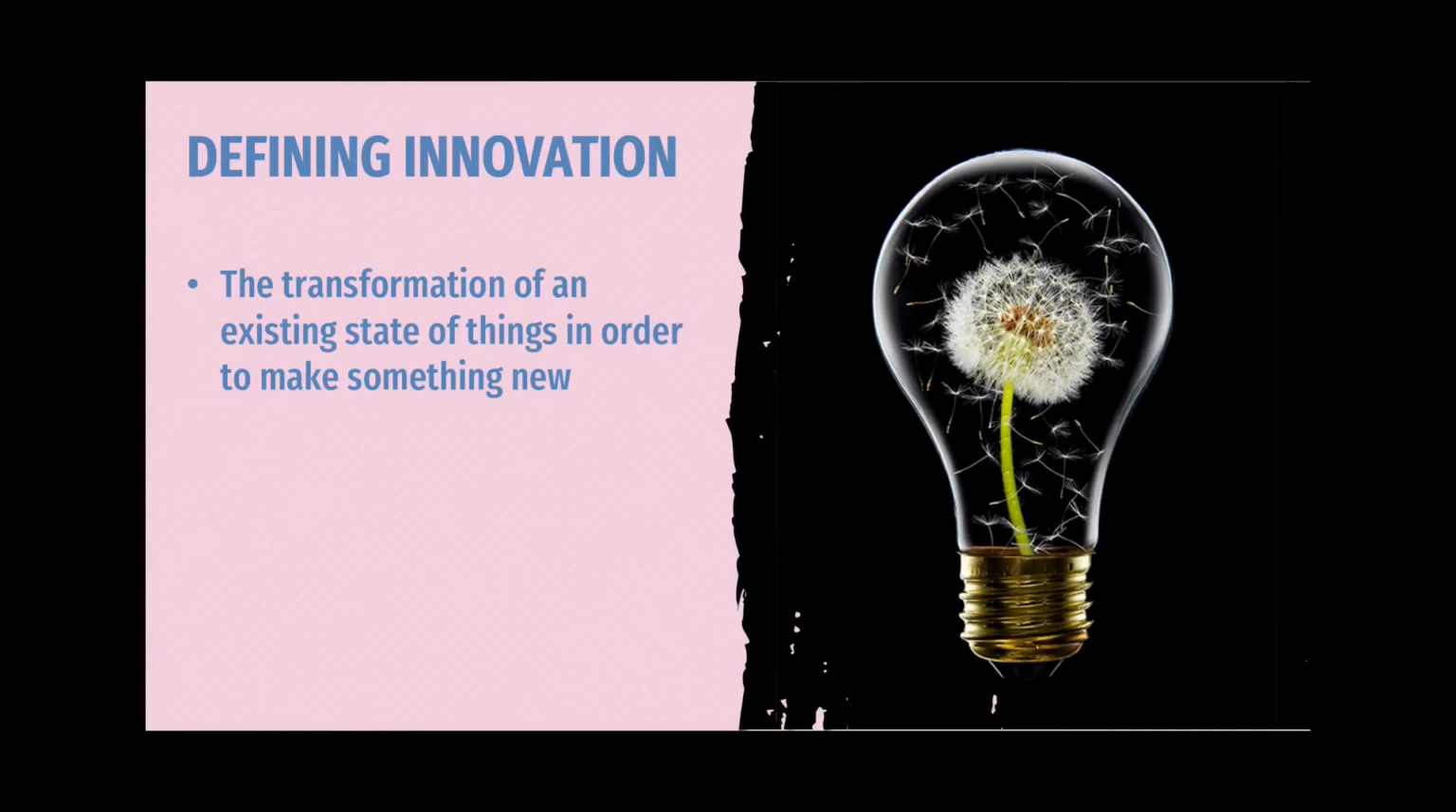So first, let's define what innovation is. After all, that's the main phenomenon that we're going to look at for the whole of this video series. So innovation is the transformation of an existing state of things in order to make something new. If you notice, the definition is quite vague. And that means that there are many things happening all around us that pertain to an innovation. So it can mean a practice, a new product, etc. And we will learn about the specificities of this definition as we go through the slides.